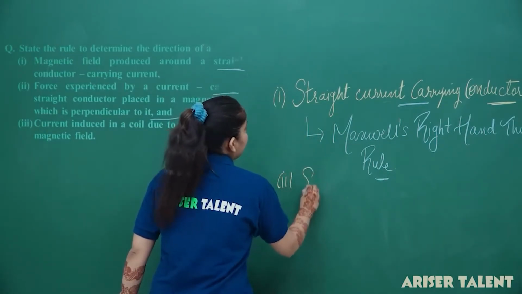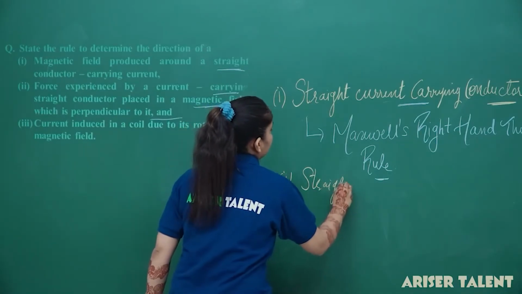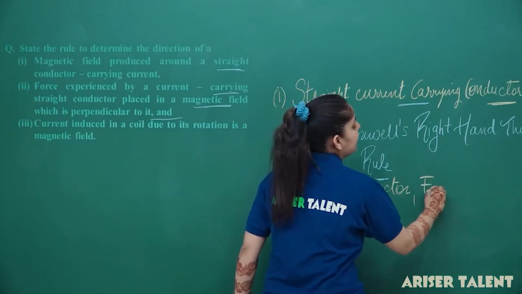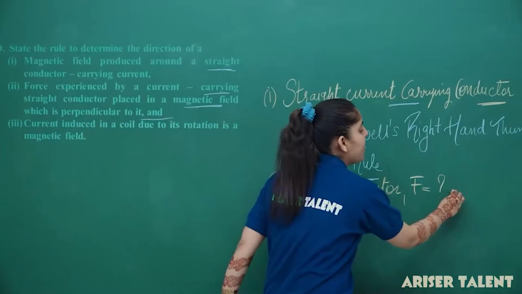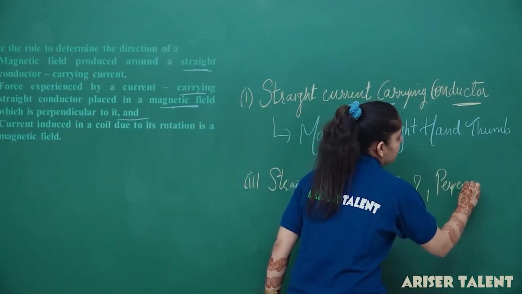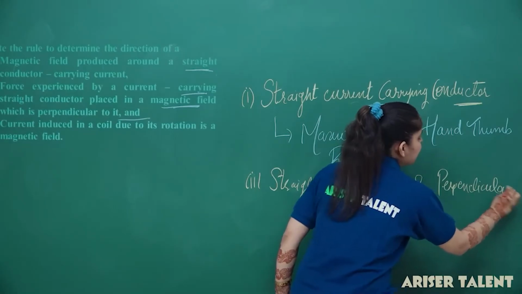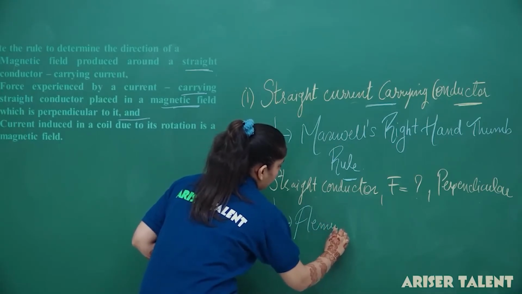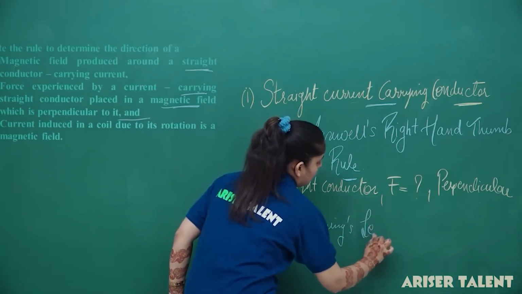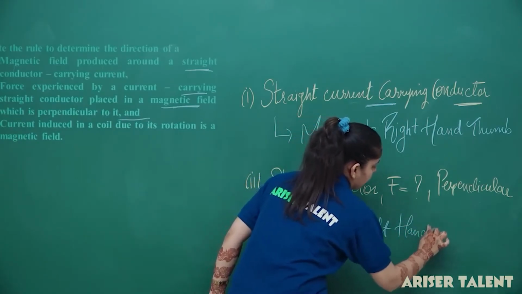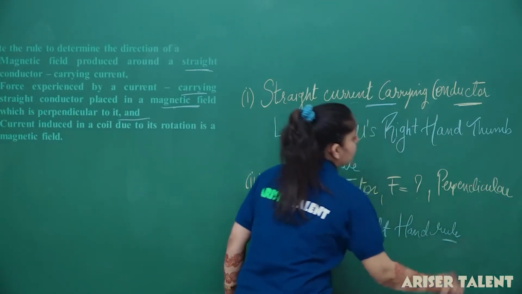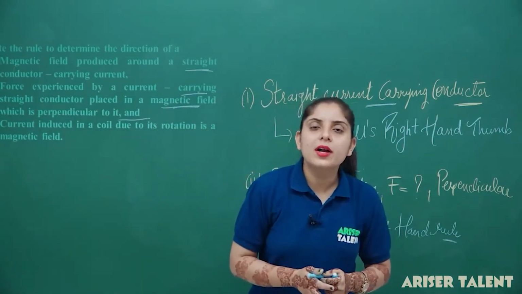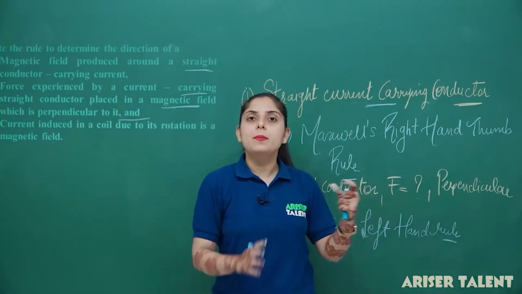In the second part, again we have a straight conductor, and you have to determine the direction of force here. It is placed in a magnetic field which is perpendicular. So, for this case, we will apply Fleming's left hand rule for calculating the force on a current carrying conductor placed perpendicularly in a magnetic field.